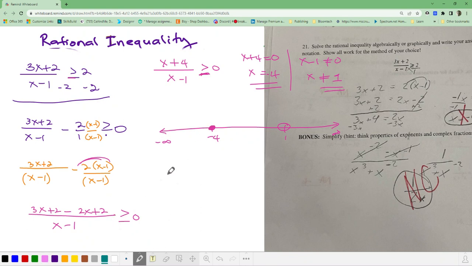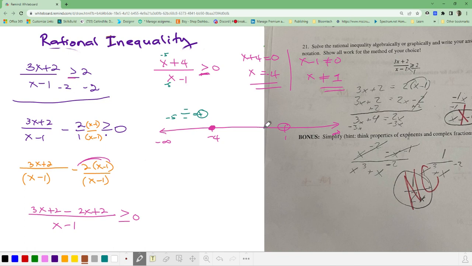Okay. So let's pick some sample values between negative infinity and negative 4. We can choose negative 5. So if x is negative 5, negative 5 plus 4 is negative 1. Negative 5 minus 1 is negative as well. So that will give you a positive answer for this area.